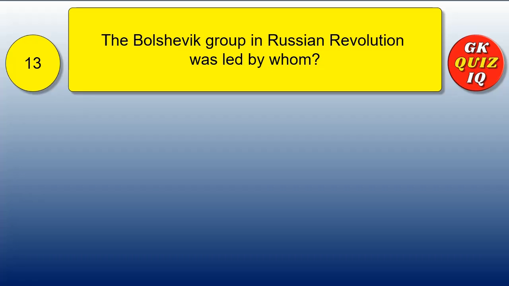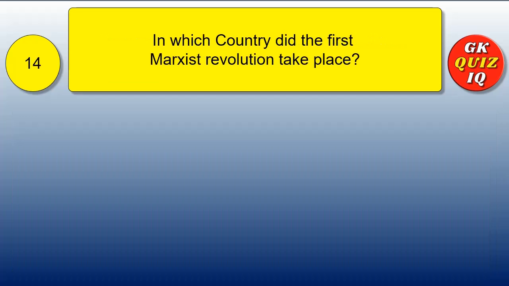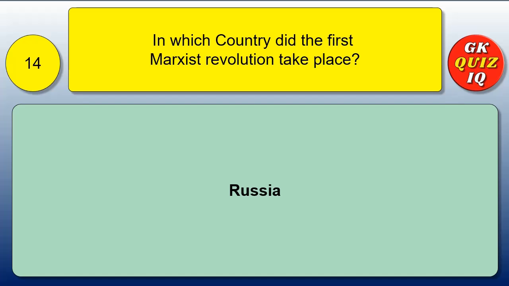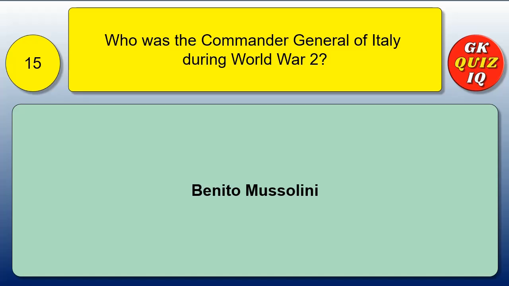The Bolshevik group in Russian Revolution was led by whom? Vladimir Lenin. In which country did the first Marxist revolution take place? Russia. Who was the Commander General of Italy during World War II? Benito Mussolini.